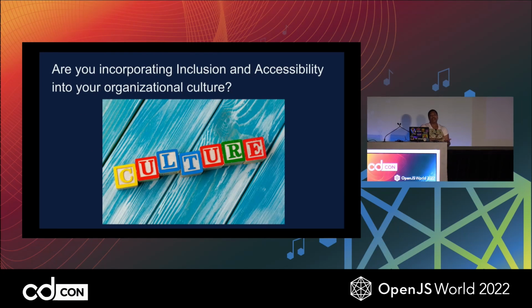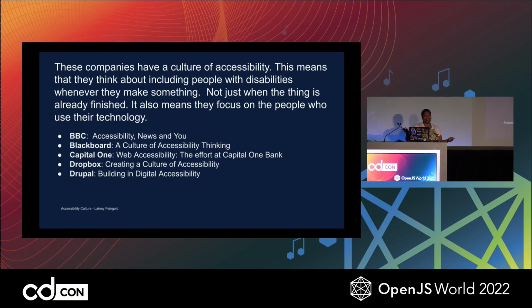So a question: are you incorporating inclusion and accessibility into your organizational culture? Any folks doing it? Yeah, I see some head nods, great. So these companies have a culture of accessibility. This means that they think about including people with disabilities whenever they make something, not just when the thing is already finished, which oftentimes happens. Oftentimes accessibility is an afterthought. It also means they focus on the people who use their technology. So BBC is great. They have so many amazing resources, along with Blackboard, Capital One, Dropbox, and Drupal.